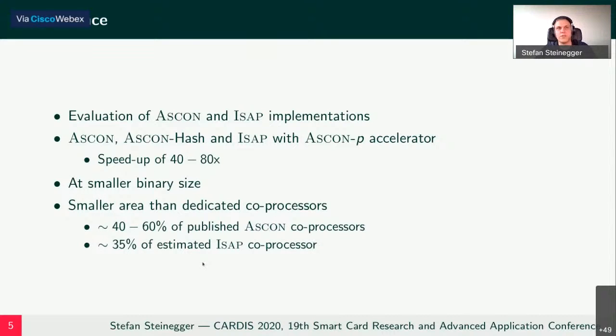And on the hardware side of things, the area got quite a bit smaller compared to dedicated coprocessors. So our approach is only 40 to 60% of published ASCON coprocessors and only about 35% of an estimated ISAP coprocessor.